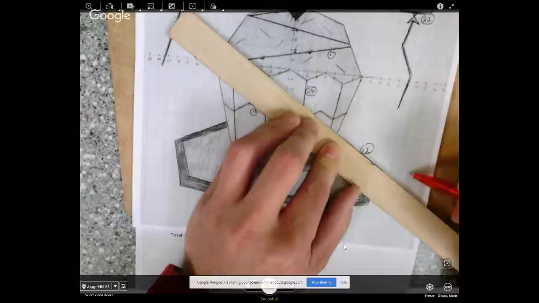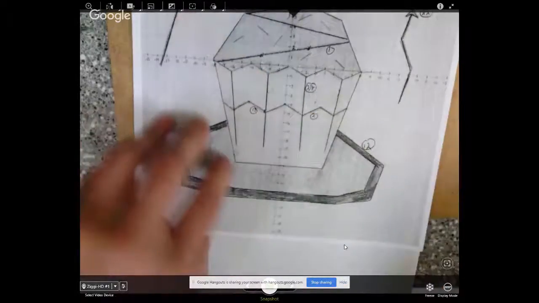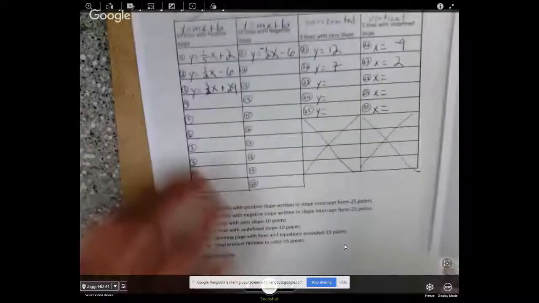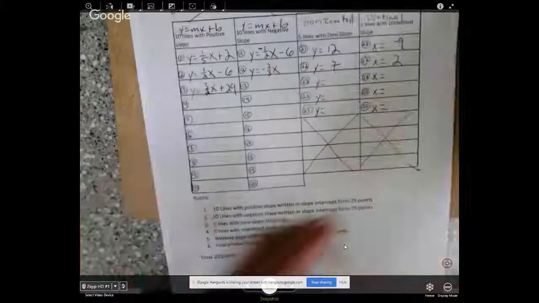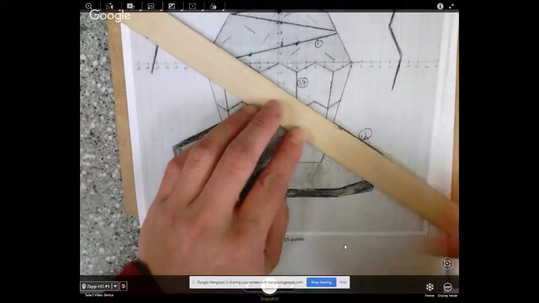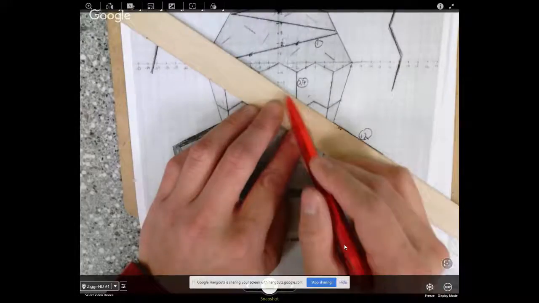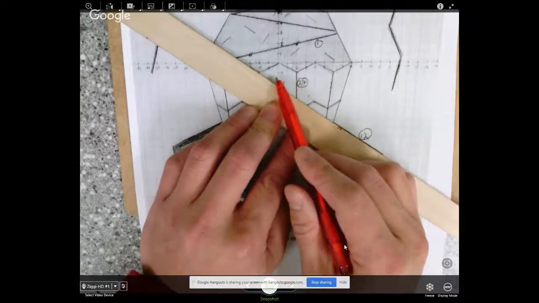So y equals negative 2 over 3x. And for my line 12, let's go back to the y-axis. It hits the y-axis around negative 2, right? It's close enough to negative 2 that I'm just going to put negative 2. So minus 2.